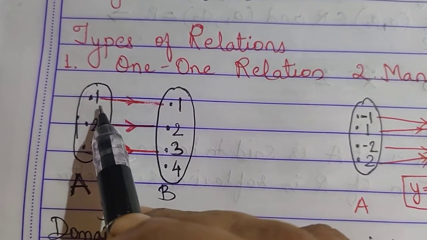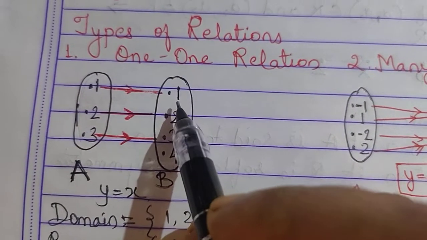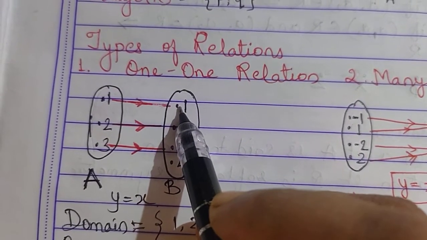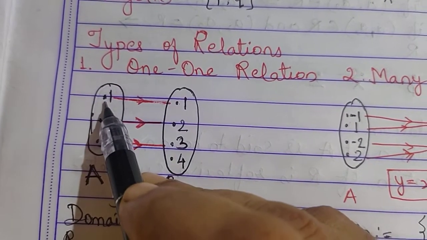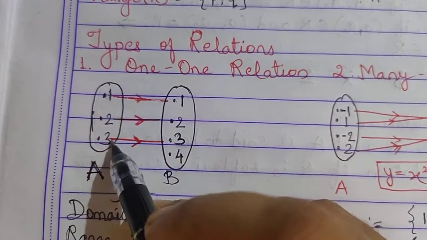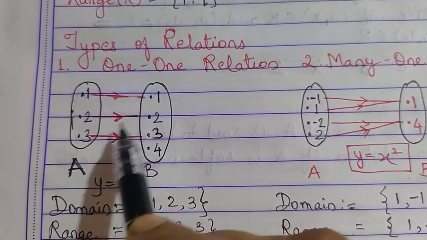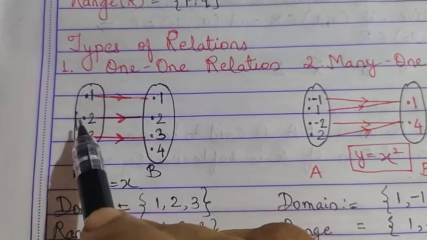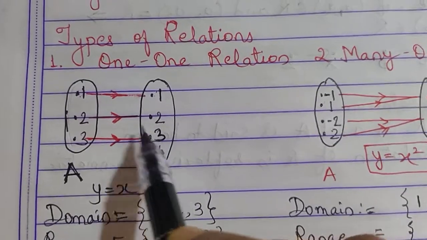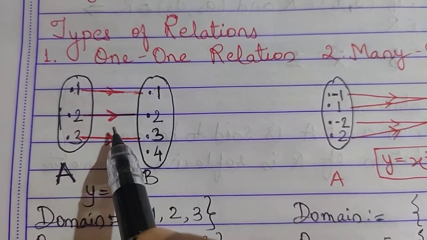Each element of this set A is related to one and only one element of set B is the 1-1 relation, or we can say that this element in the set B has only a unique image, a unique pre-image in the set A. Okay, so this relation is called a 1-1 relation. 1 is related to 1, 2 is related to 2, 3 is related to 3. So this relation is called a 1-1 relation.